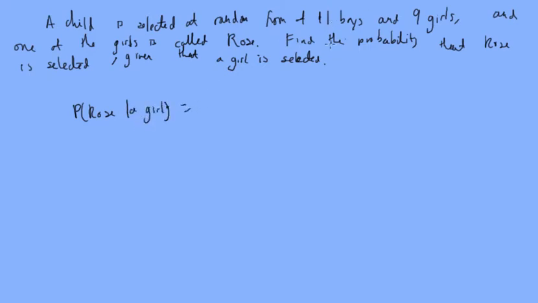So how many girls are there? There's 9 girls, and she's one of them, so it must be 1 in 9. Because we've been told that it's a girl, we don't need to think about how many boys there are. We just consider how many girls there are, and so the probability is 1 in 9.